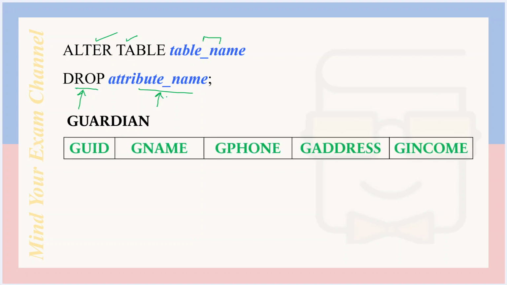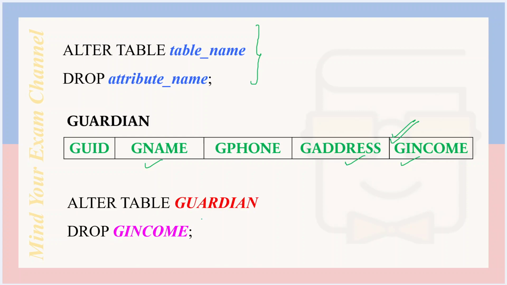Okay, so suppose we have the guardian table in our student details database, and as we saw, the guardian table is containing 5 different attributes, namely GUID, GName, GPhone, GAddress and GIncome. Now suppose we have to remove this particular attribute, guardian income. So according to this syntax, how will the command be written?